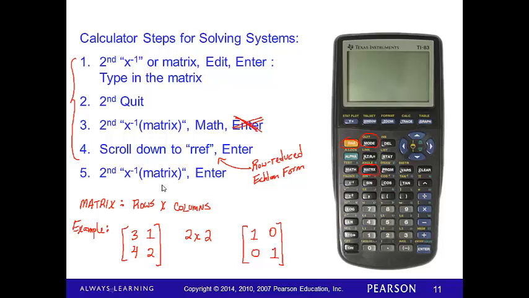If you have questions on this part, or if you have a different calculator, please email me and I will explain the steps for your calculator or where you're stuck at. Remember, I crossed out this enter. Do not hit enter after you're in math. Instead, scroll down to row reduced echelon form, then hit enter.